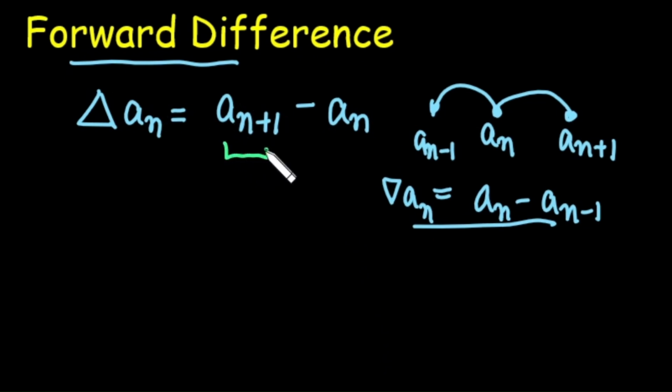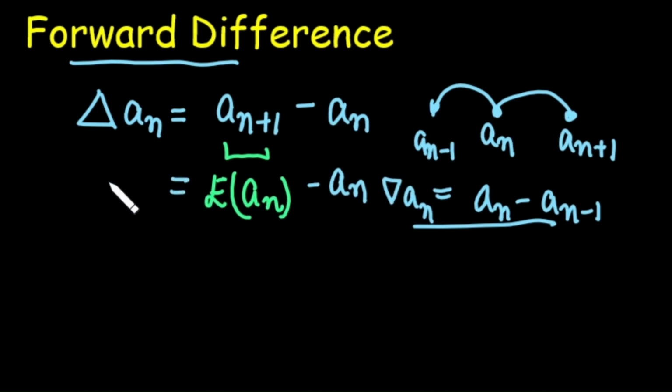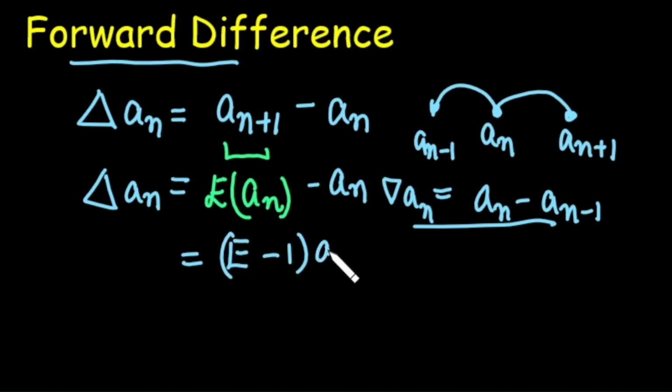Now we can also write this an plus 1 in terms of an. How? In this case, the index is shifted by 1 when we apply the shift operator on an. So we can write an plus 1 as the shift operator on an, and this is delta of an as it is. From here we can take an outside. We have E minus 1 an equals delta of an.